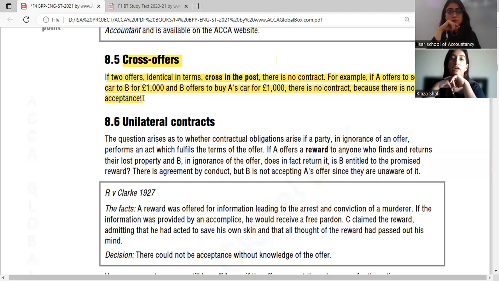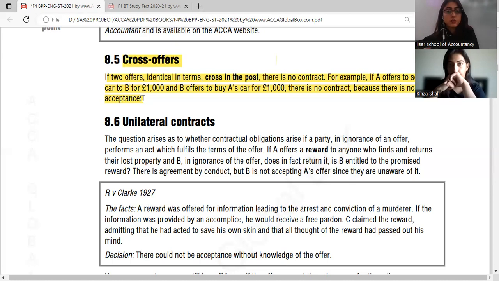Okay. For example, you are selling me a phone. You said, okay, I am selling my phone for 1,000. And I said, okay, I'm looking for a phone for 1,000. But that doesn't mean that we both have actually agreed on one thing. It's not a contract till now. It's not an acceptance. I didn't say that I want your phone. I did not say that.